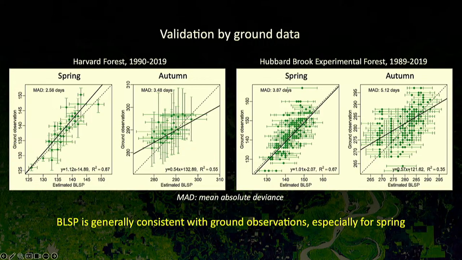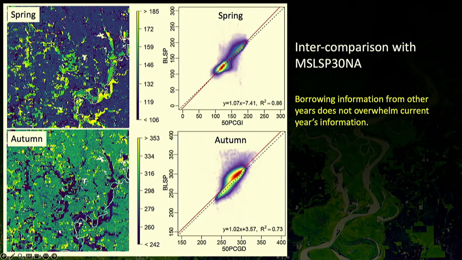Also, observing autumn phenology is still challenging for remote sensing because ttree leaves turn brown and there are also fallen leaves, so it's hard to distinguish the signals from satellite images. But overall, we think this Bayesian landscape phenology, we call it BLSP, is generally consistent with ground observations. And of course, we have that 30-meter product, so we want to compare it in 2016 and 2019. This is the map of BLSP, and this is a comparison. You can see it's pretty consistent with the product. But again, this product is short term. It's only 4 years, but BLSP can do 40 years.